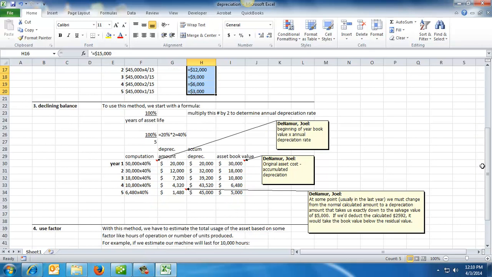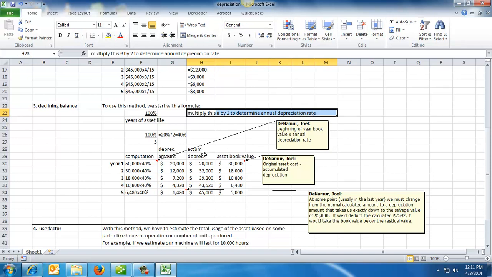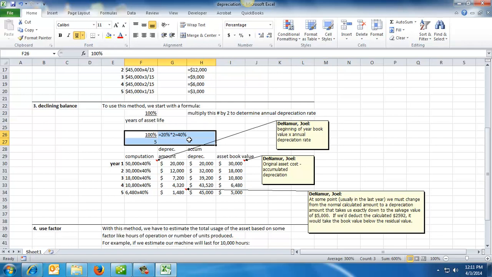And the declining balance method. We use this formula where we take 100% of the original book value divided by the number of years of asset life, and then we multiply that percentage by 2 to determine the annual depreciation rate. So in our case, if we have a 5-year life, we come up with 20% times 2, or 40% per year. What that would look like is we take $50,000, our original cost, times 40% to give us $20,000.